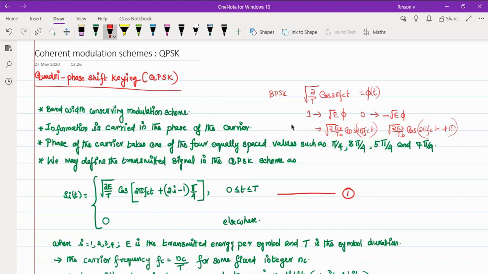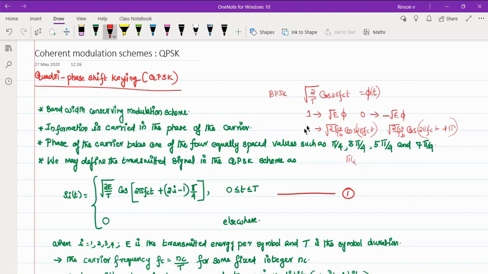Okay, so what you will do is, here you had only 2 phases, 0 or pi. Here in QPSK, you will use 4 phases. You will be using 4 equally separated phases for the carrier to transmit 4 symbols, and these phases are separated by a phase of pi by 2. So these are separated by pi by 2, these are separated by pi by 2, and like that.